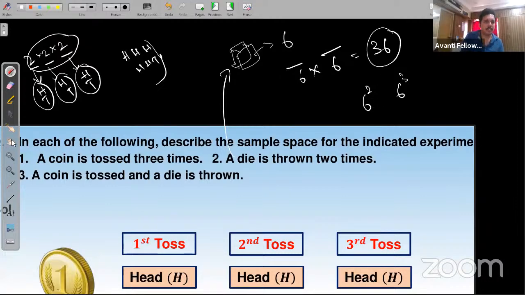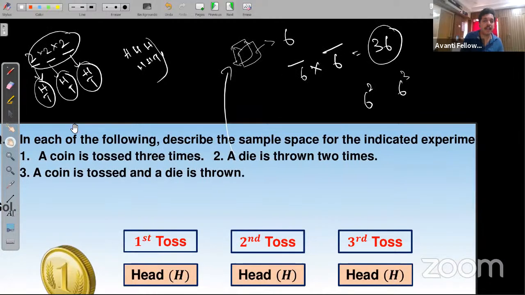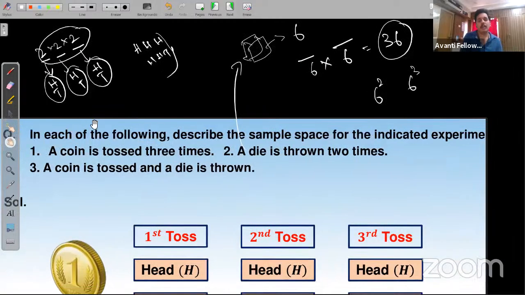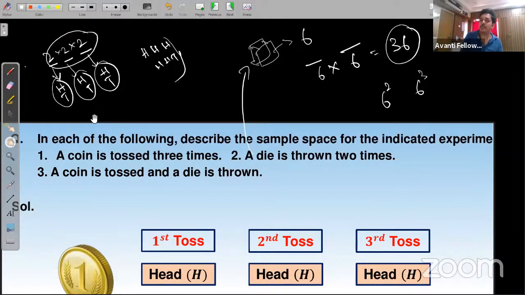The third question is asking: a coin is tossed and a die is thrown. Guys, a coin is tossed and a die is thrown. How many outcomes are there? I'll just see who will give the answer. A coin is tossed and a die is thrown, in one go, parallelly. So how many outcomes can you get? Come on, guys.